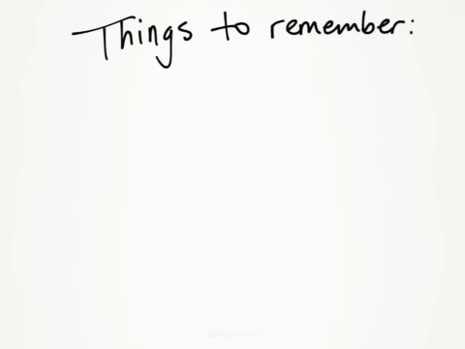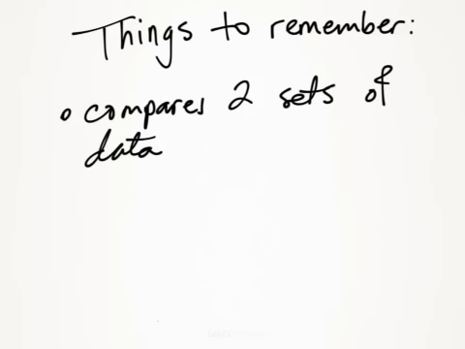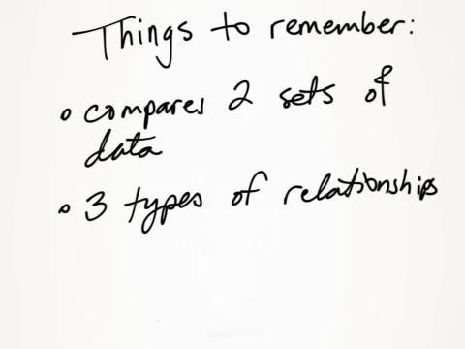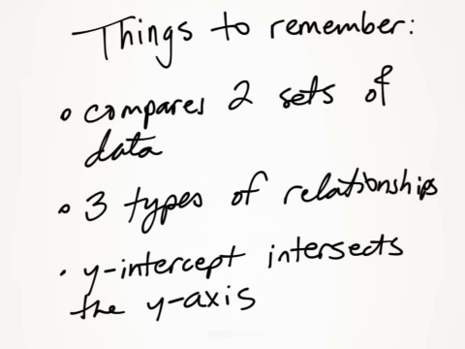So a few things to remember. A scatterplot compares two sets of data. It has three types of relationships: a positive, a negative, and no relationship. And the y-intercept intersects the y-axis.